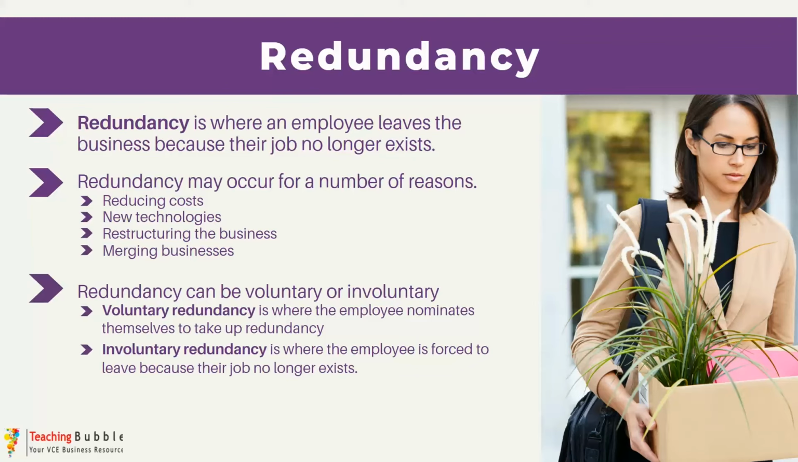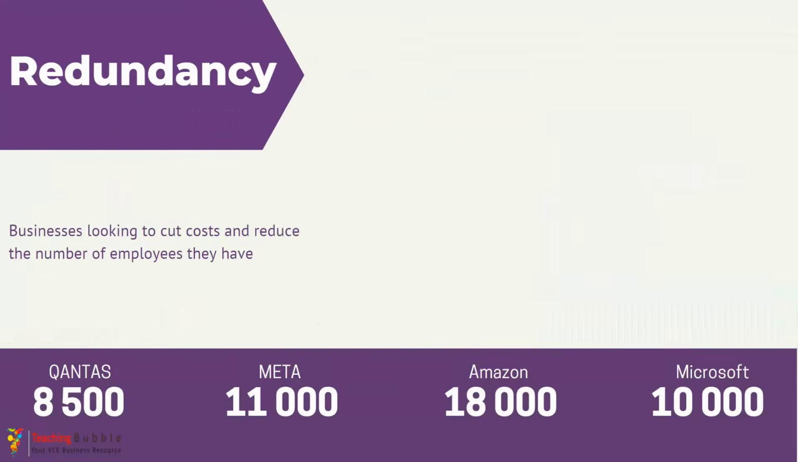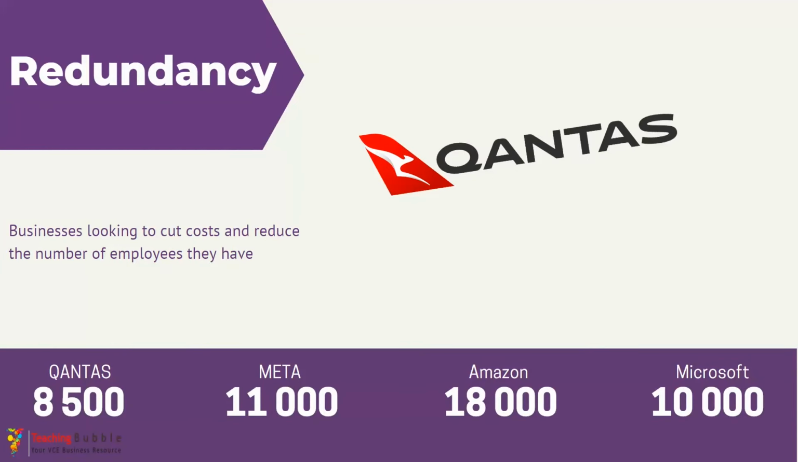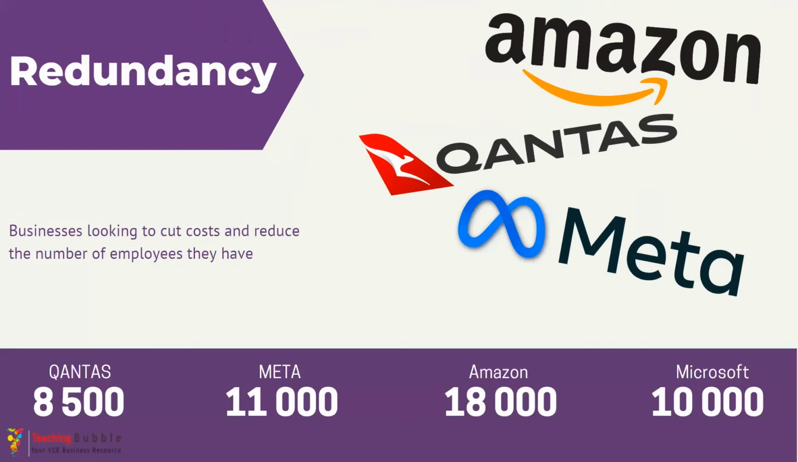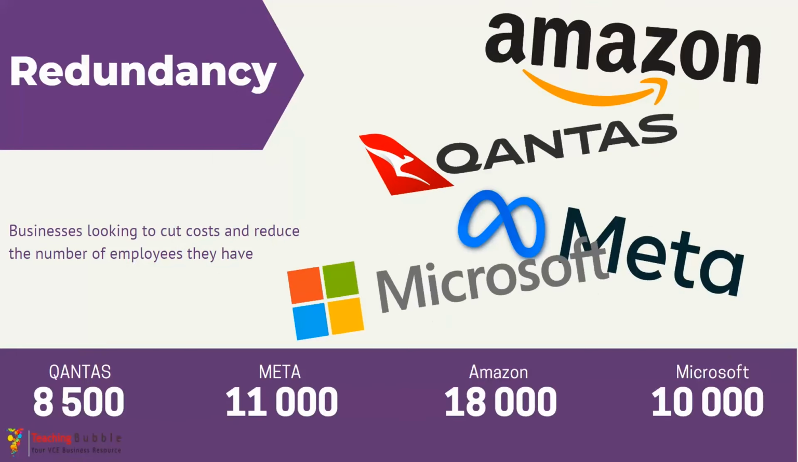Now, redundancy can be voluntary or it can be involuntary. So, voluntary redundancy is where the employee nominates themselves to take up redundancy, whereas involuntary redundancy is where the employee is forced to leave the business because their job no longer exists. For example, let's say that a business is looking to cut costs by reducing the number of employees they have. Now, some examples of this in recent times has been Qantas, who have looked to remove 8,500 jobs, or even the tech companies like Meta and Amazon and Microsoft that have gone through significant redundancies in recent times.